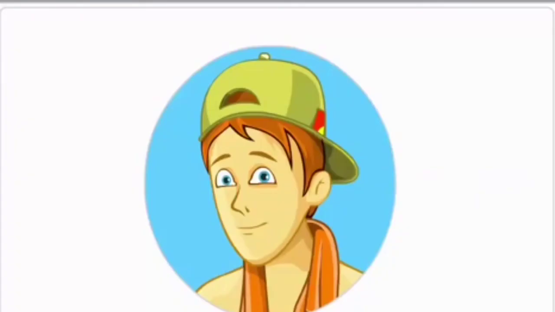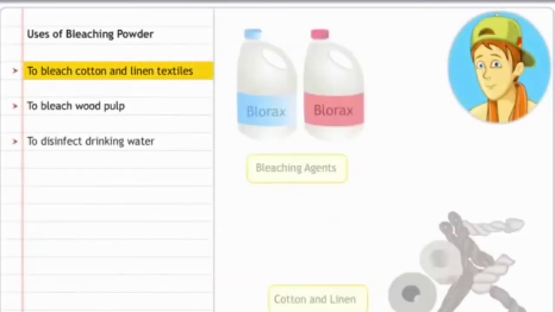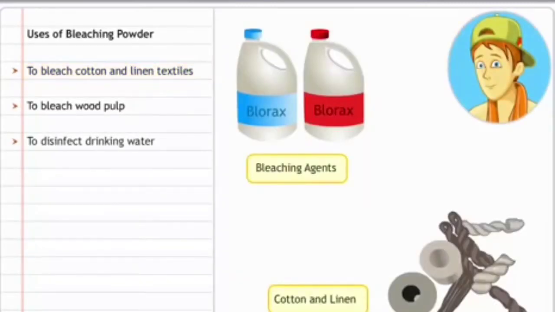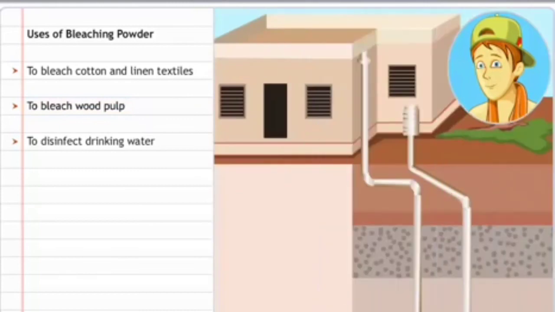So bleaching powder helps to disinfect water. So these are about bleaching powder. It also helps to bleach wood pulp, disinfect drinking water, etc.